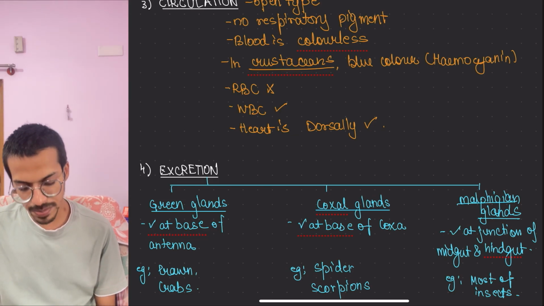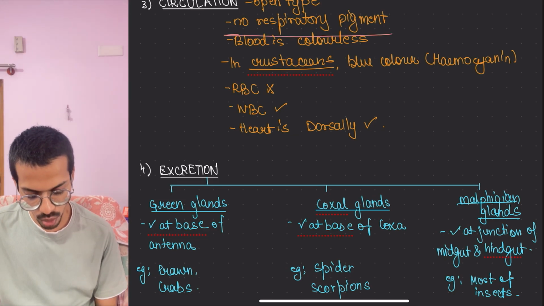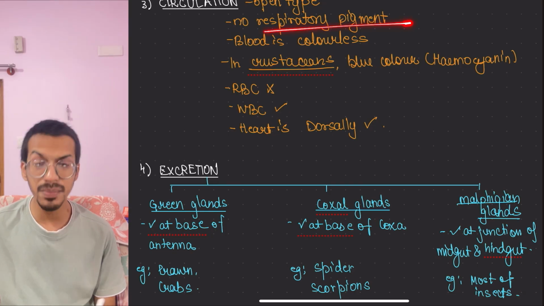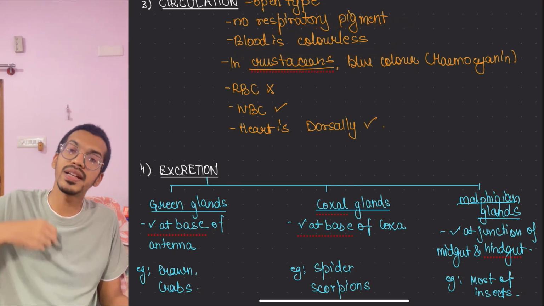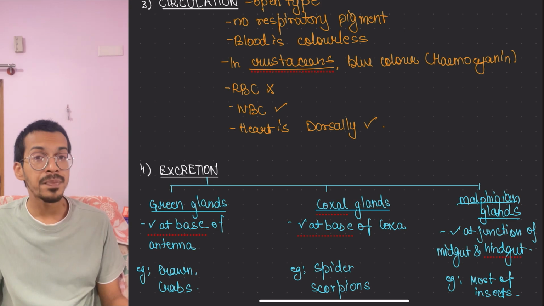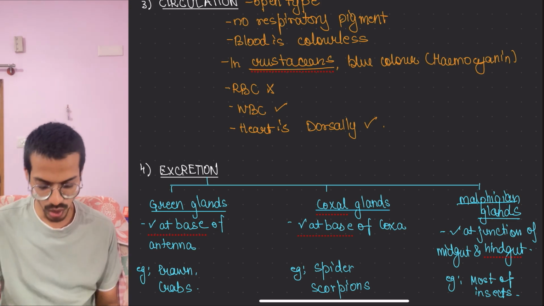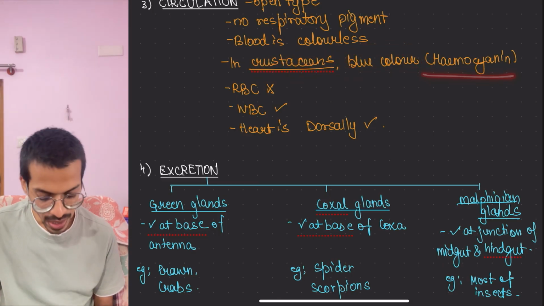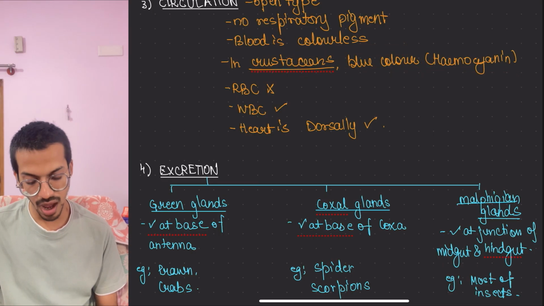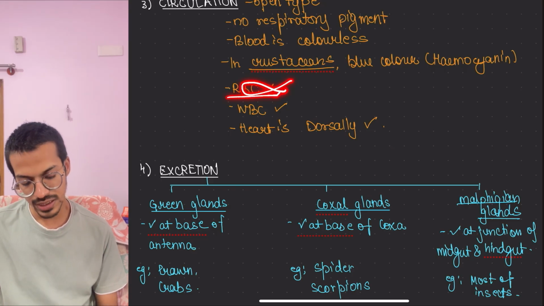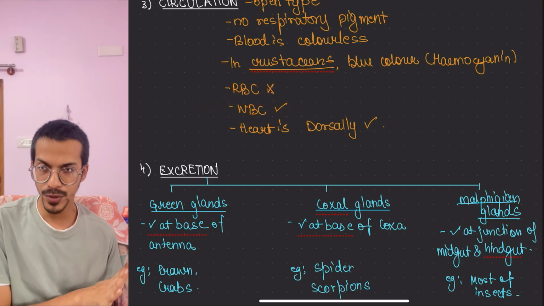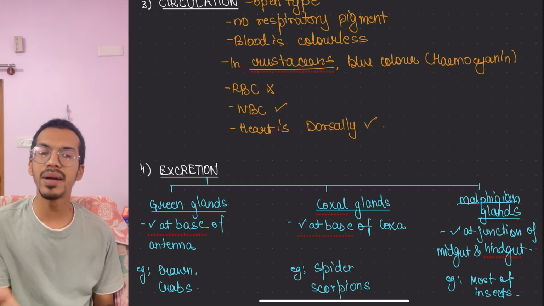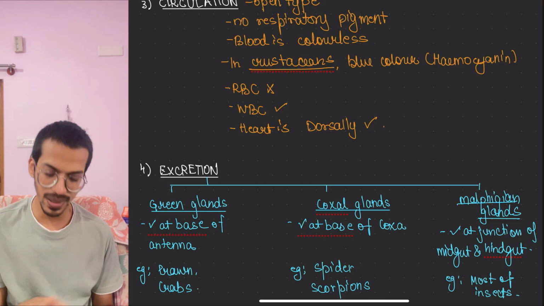So there is no respiratory pigment present. If there is no respiratory pigment, the blood will be colorless, because our blood is red in color because it has hemoglobin. In crustaceans, blue colored blood can be present because of the hemocyanin pigment, which has copper present in it. RBCs are not present in them; only WBCs are present. These pigments are not carried by red blood cells. They are just present in the plasma.